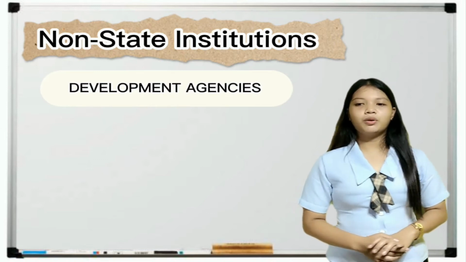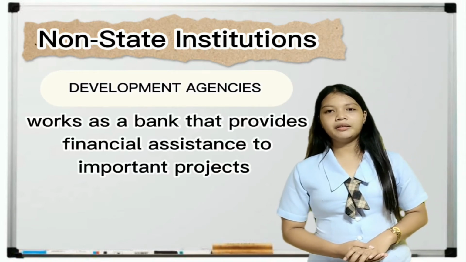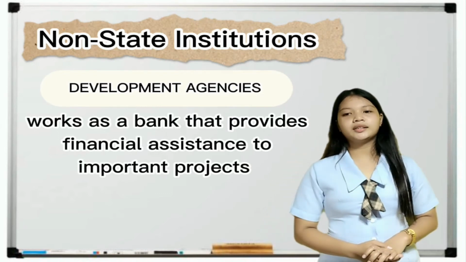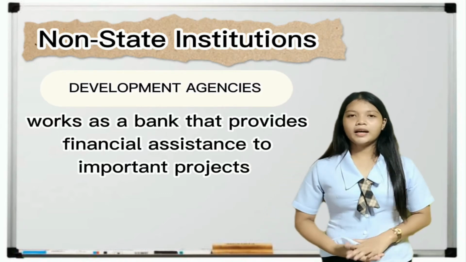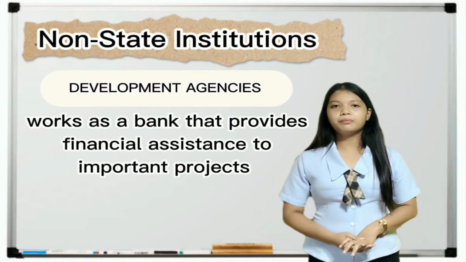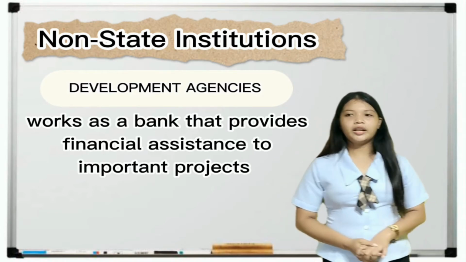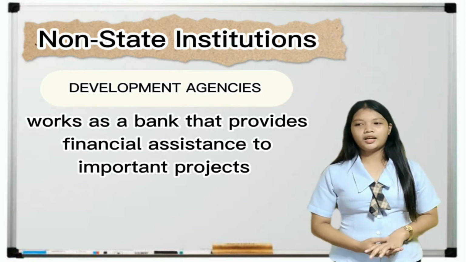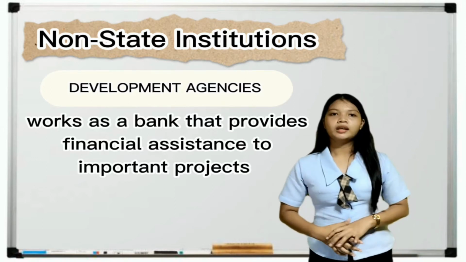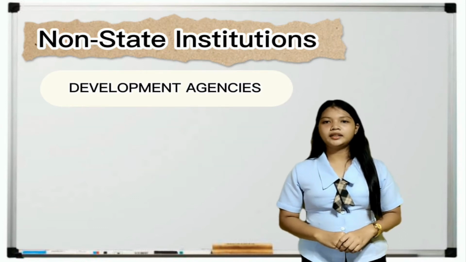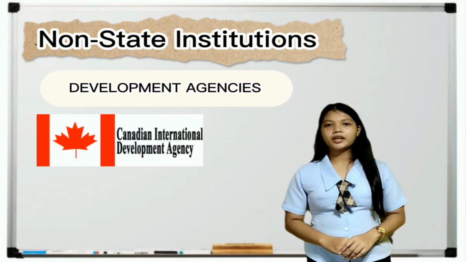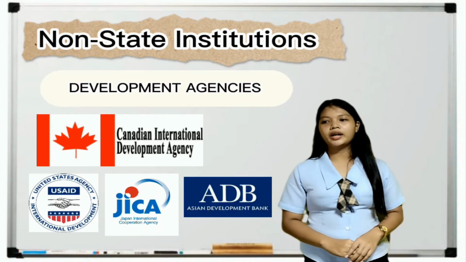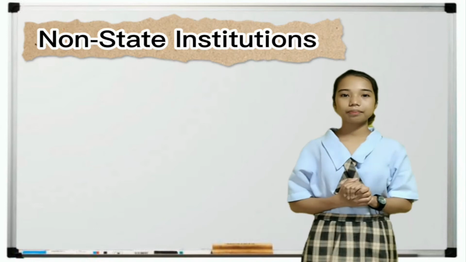Development agencies promote progress by engaging in projects, policymaking, and dialogue. They work as a bank, providing financial assistance to important projects like the creation of bridges that connect one province to another, and road construction. Examples of development agencies are SEDA, USAID, JICA, and the Asian Development Bank or ADB.